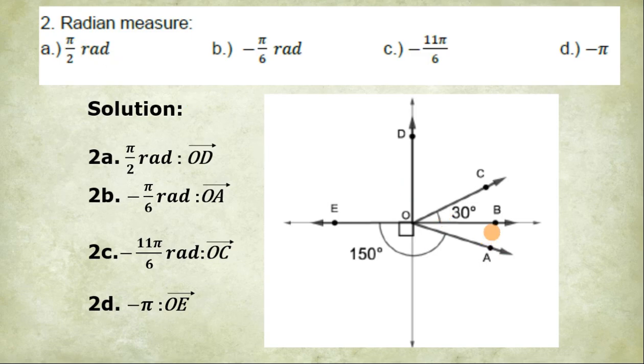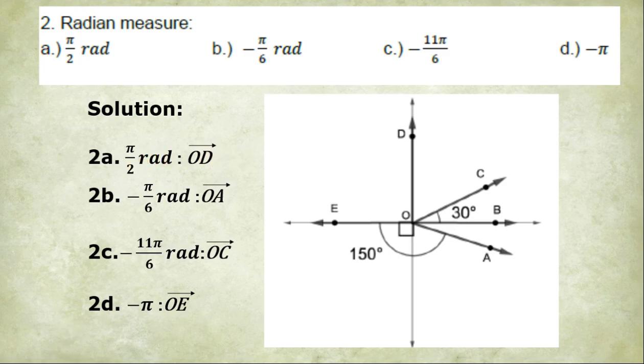Pi over 2 is actually equivalent to 90 degrees. Meaning, from OB going to OA is pi. We traveled pi, and half of it is pi over 2. So ray OD is the terminal side of pi over 2 radian.